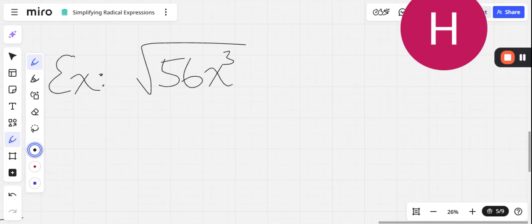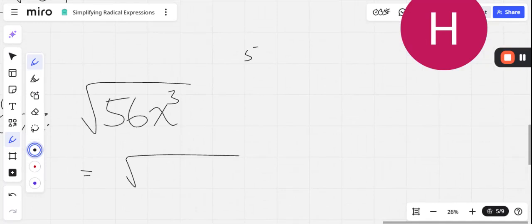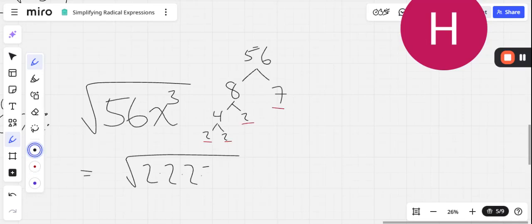Let's factor this up a little bit. This is going to become the square root of, what does 56 factor into? You should know your times tables with this. This is going to be 7 times 8. Most people do know that. 4 times 2, and of course this is 2 times 2. So let's count all of our warriors. We have 2 times 2 times 2 times a 7.